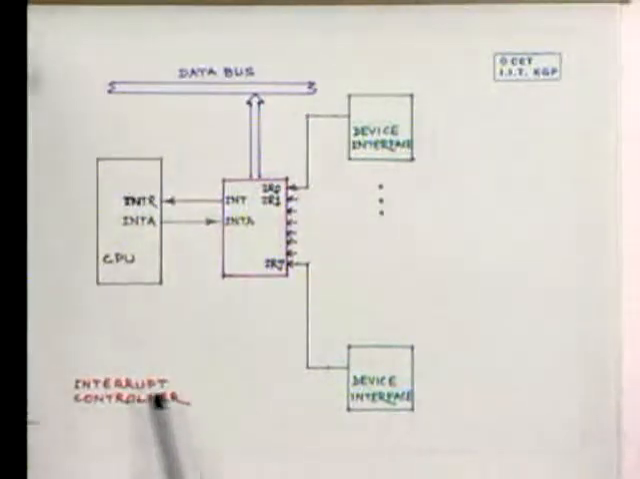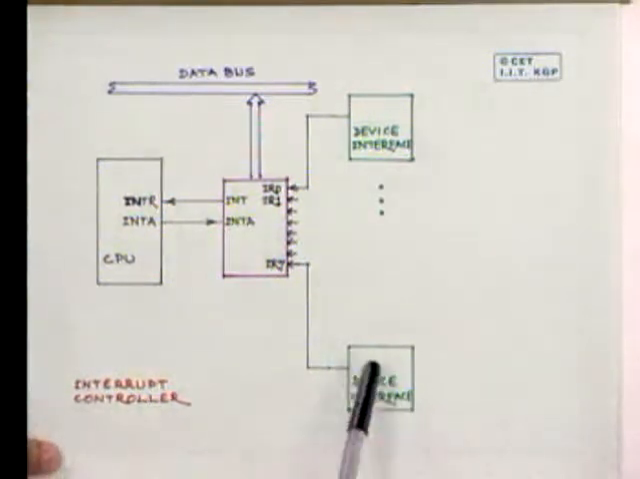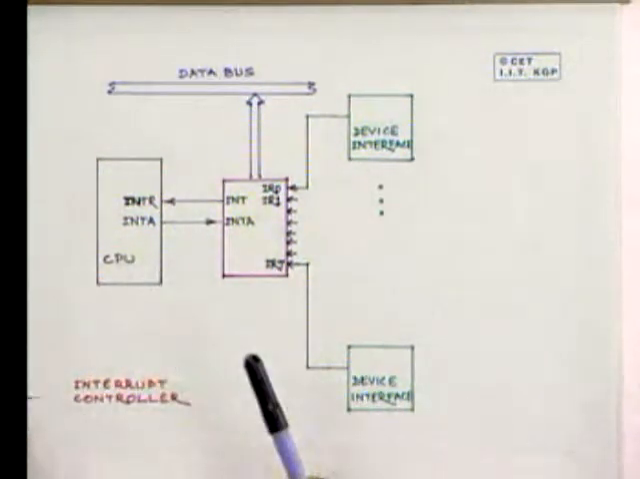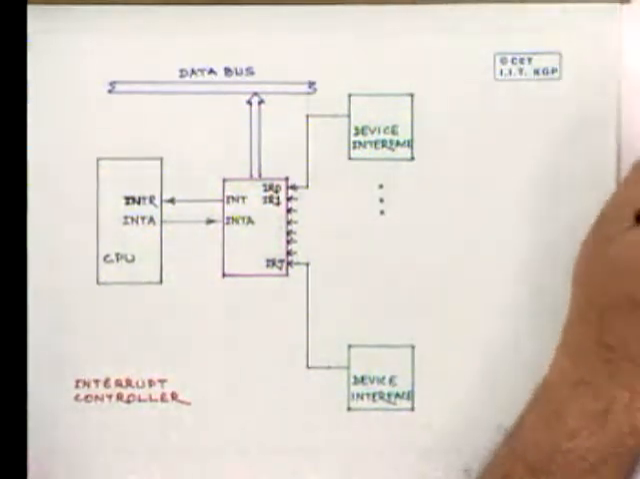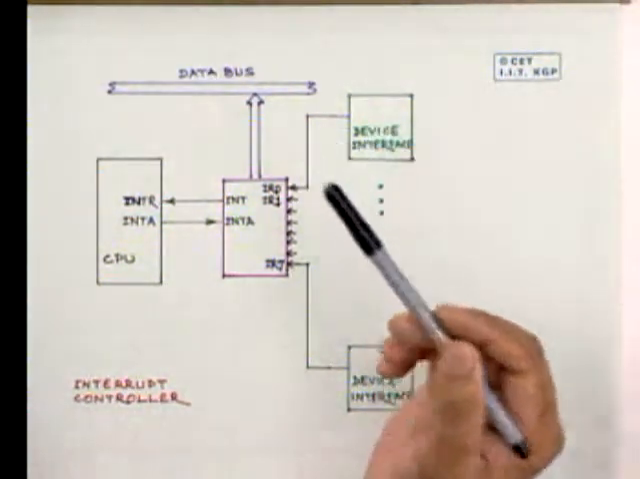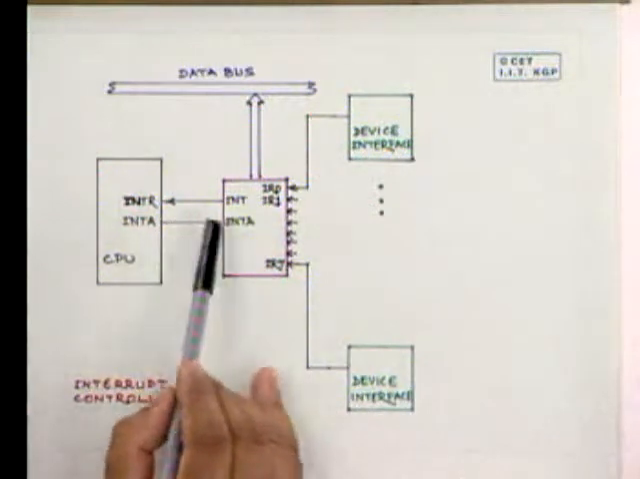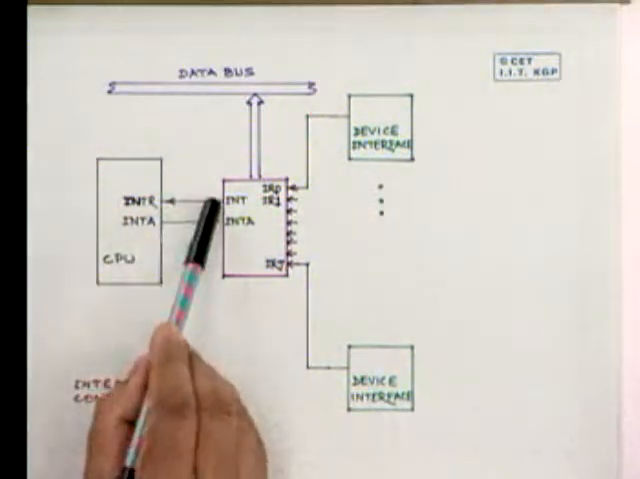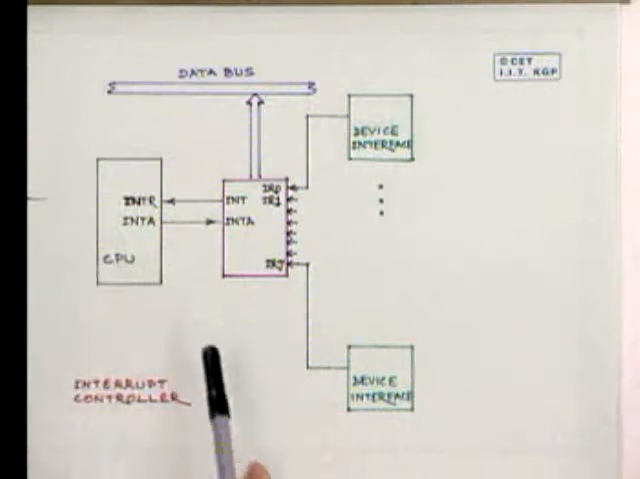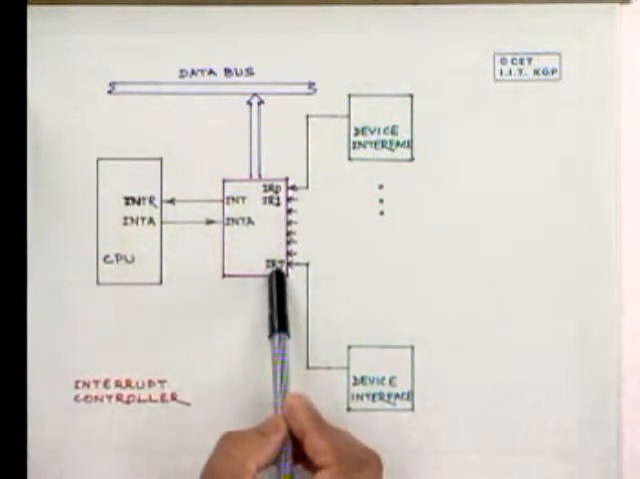Now let us see that there is one more device which we call the interrupt controller. This interrupt controller also helps in connecting many devices to the CPU, right? Here we have seen the daisy chaining. Here, for example, we have just one simple interrupt line. This is called an interrupt controller.